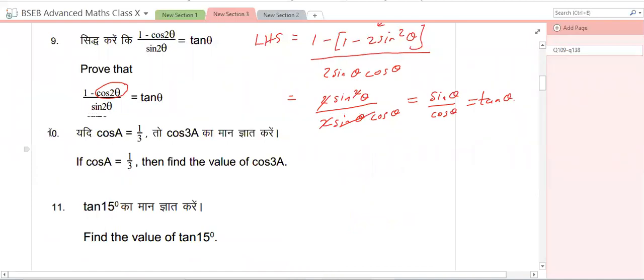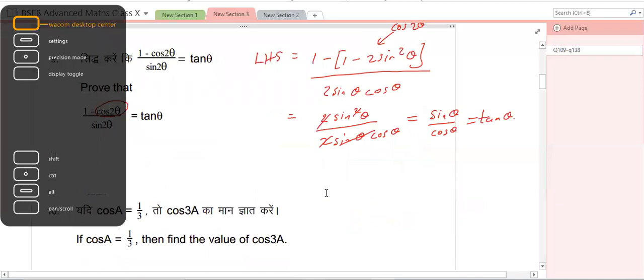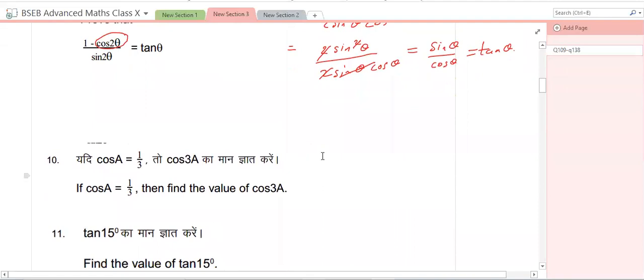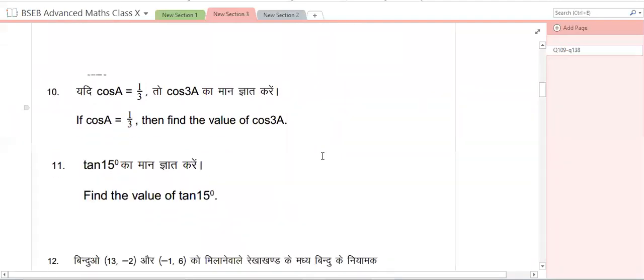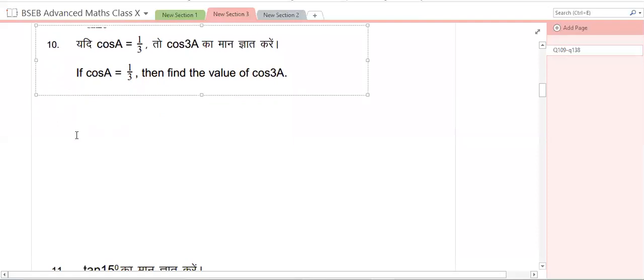In question 10, what we have here is cos of A is equal to 1/3. If cos of A is equal to 1/3, then find the value of cos 3A. Now let me just make some space here. So what we know is cos of A is equal to 1/3. So if cos of A is equal to 1/3, what is cos 3A?